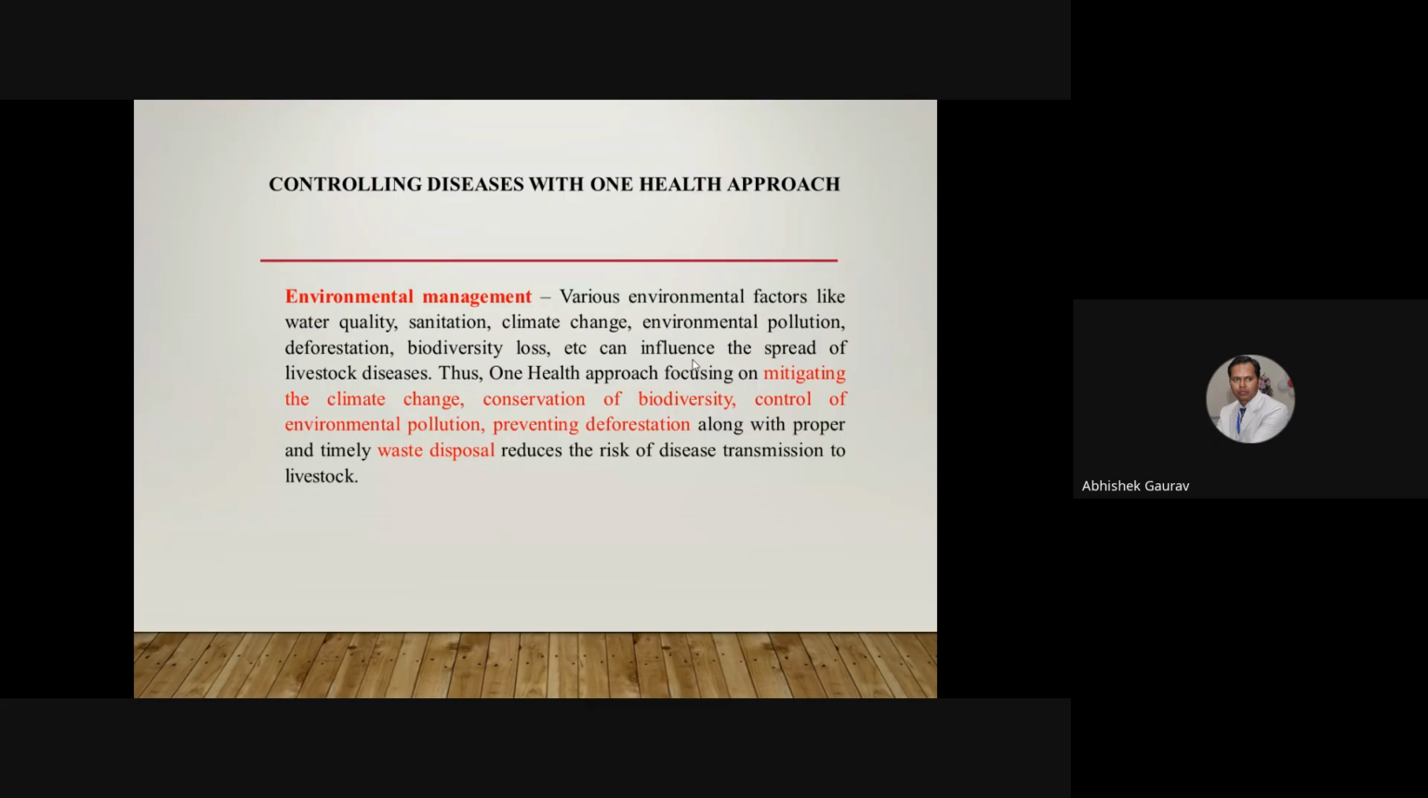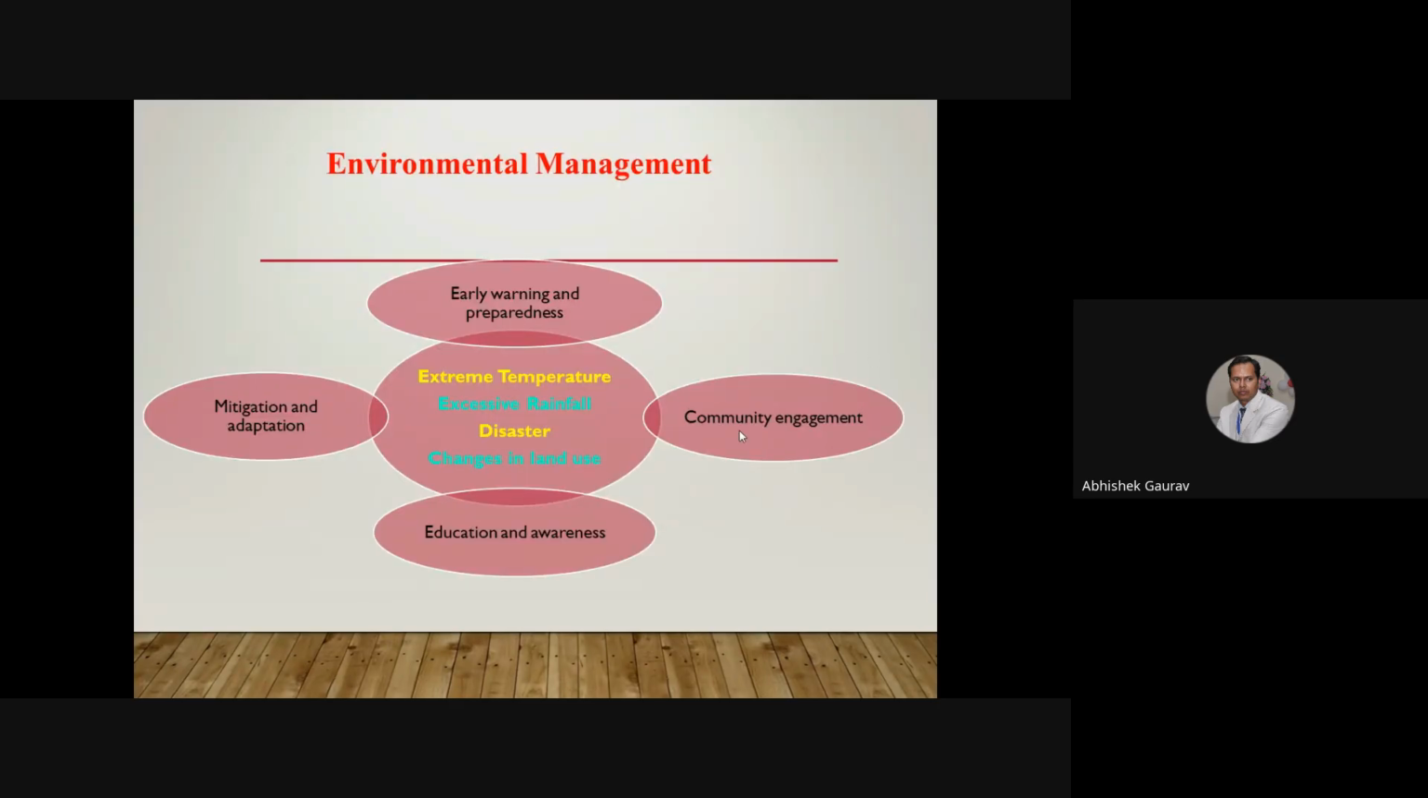We can go further, that now battery operated vehicles are coming up. We can go for solar energy. So we have to prevent the climate change. Directly, they have no impact on the disease, but indirectly they are causing a lot of health issues in the humans as well as in the animals, mental and physical, because many diseases are emerging. Environmental management by community engagement, education, awareness, mitigation and adaptation, early warning signs and preparedness, and many things.